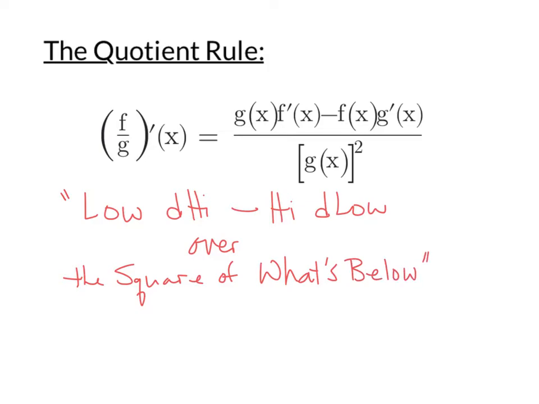Low d high minus high d low over the square of what's below. Notice that we started with a fraction. Numerator was f of x, denominator was g of x. When we find that derivative, we're going with the denominator times the derivative of the numerator, minus high d low, the numerator, times the derivative of the denominator, over the square of what's below. So over the square of the denominator.